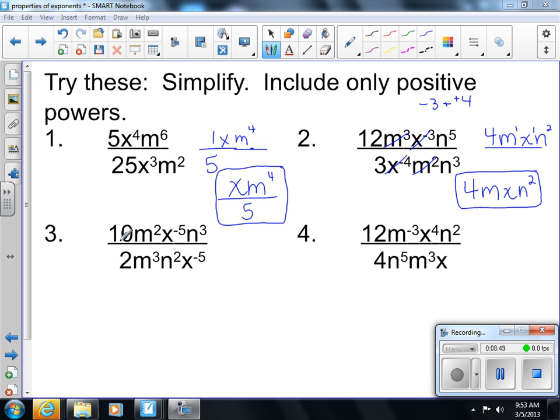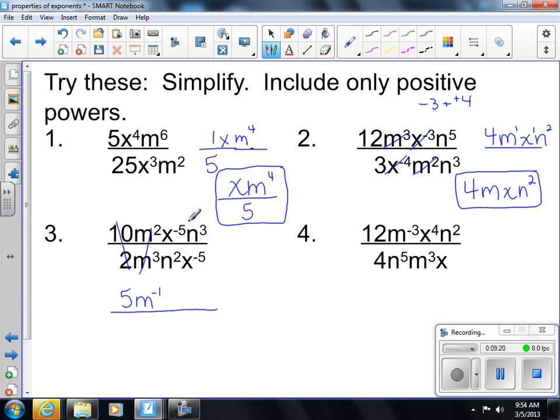Okay, number 3, 10m to the second, x to the negative fifth times n to the third, divided by 2 times m to the third, n to the second, x to the negative fifth. Okay, what do I do with my whole numbers? Can I do anything here first? Okay, I get a 5 on the top or bottom? Top. All right, so done with those. What about the m's? 2 minus 3 gives me m to the negative 1, correct? Okay, done with my m's.